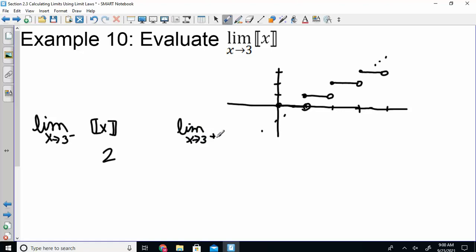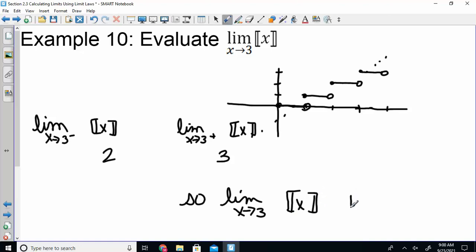But if you approach 3 from the right, you have things bigger than 3. So we're approaching 3, but this time I'm up here on this step. What are you getting out? 3. So what does that tell me about the limit? The left and right hand limits exist, but the two-sided limit does not.